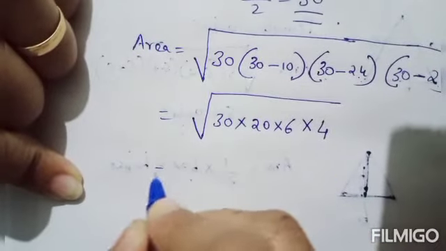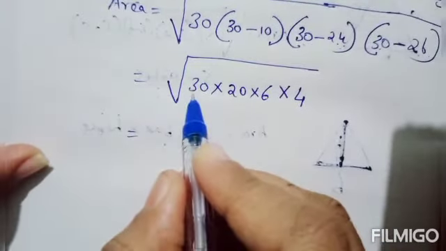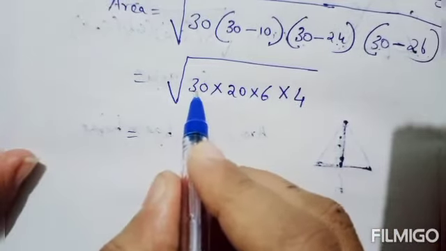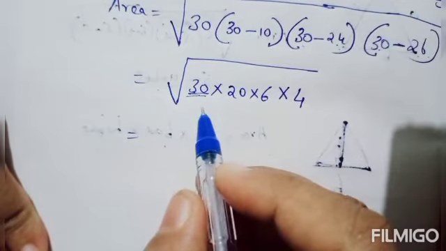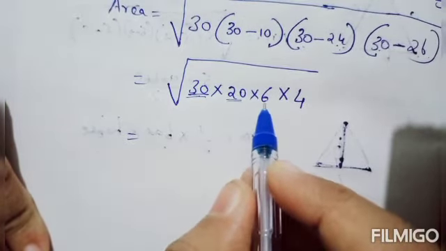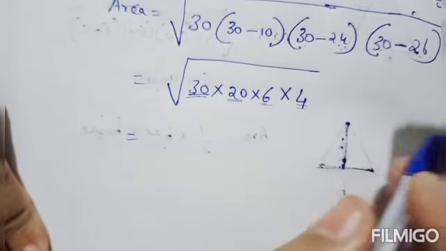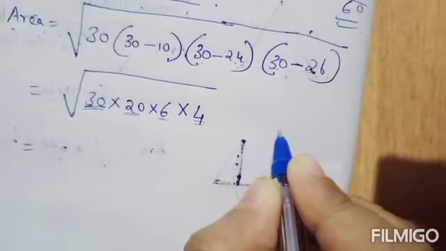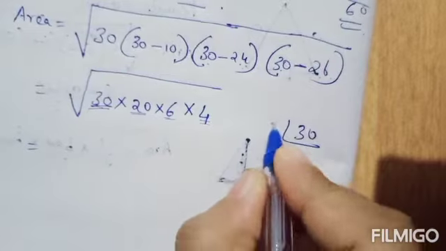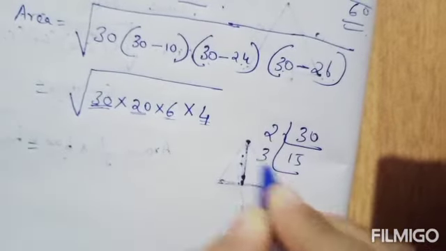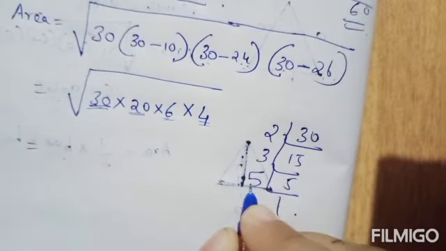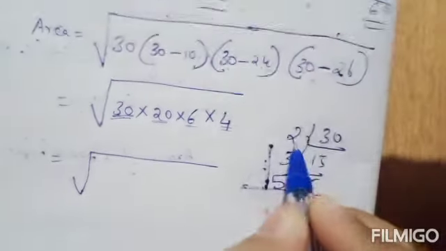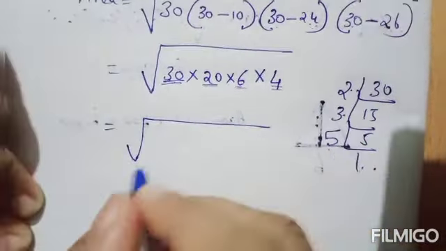Okay, now in order to find the root, we have to do the prime factorization of the numbers inside the root. Prime factorization of 30, 20, 6 and 4. So 30, how can you write? 2, 15, then 3, 5, then you can divide by 5 and get 1. So 30 is 2 into 3 into 5.